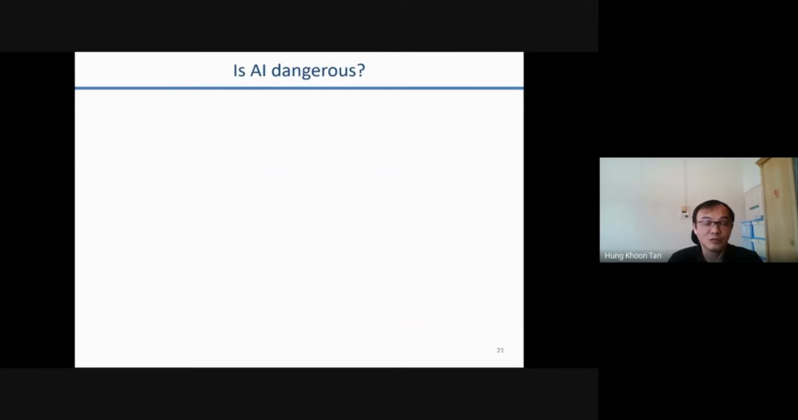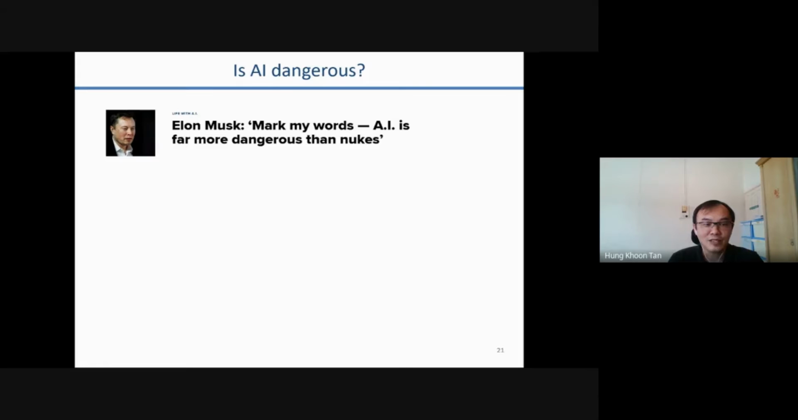So this raises a point: is AI really dangerous? So there are two different opinions on this matter. So Elon Musk, everyone know Elon Musk?